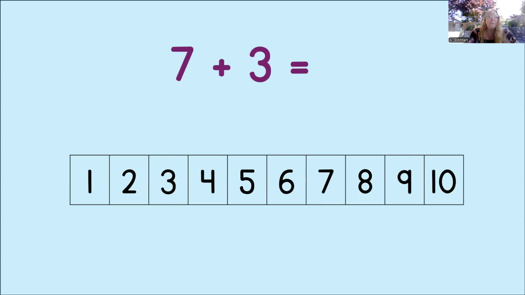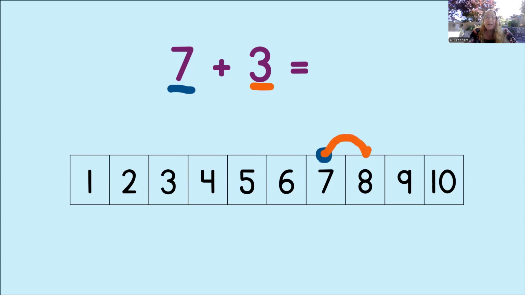Let's try another. This equation is 7 plus 3. What do we do when we need to count on to add? You got it. We start with the first addend. That's the number 7. And we make a dot on the number line at the number 7. Now we look at the second addend. That's the number 3. Now let's count on 3 to add.